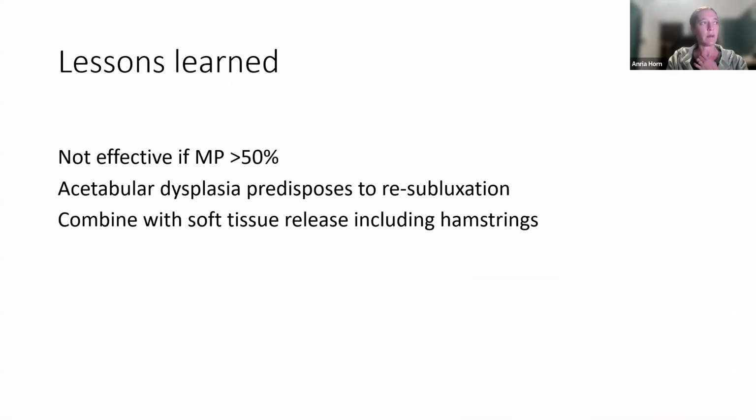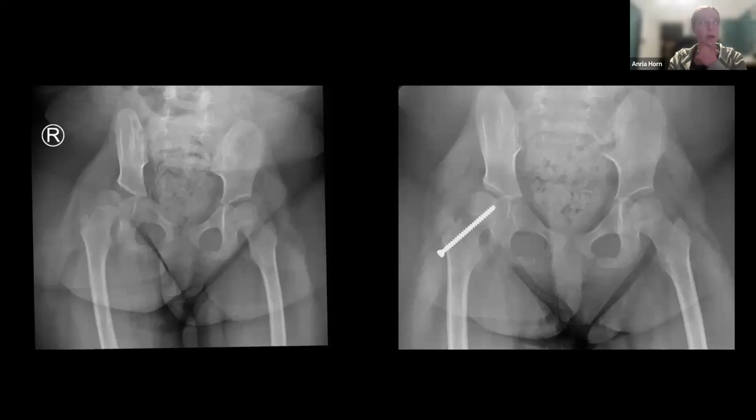So basically, they seem to think that if the migration percentage is more than 50, the guided growth won't work. Acetabular dysplasia will predispose to resubluxation, and you have to combine it with soft tissue surgery, which we do anyway. So this is just one of 2 of my cases. You can't really see a dramatic change in the neck shaft angle in this patient, but notice how she's gone from subluxed to not subluxed.